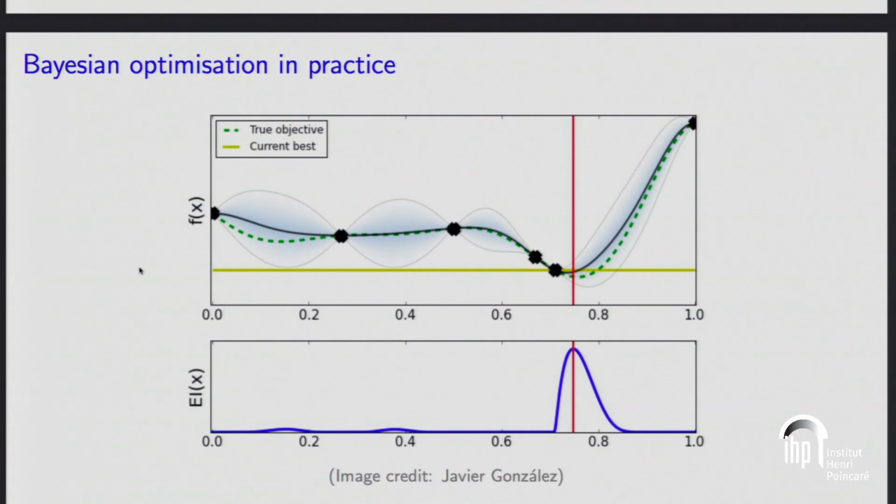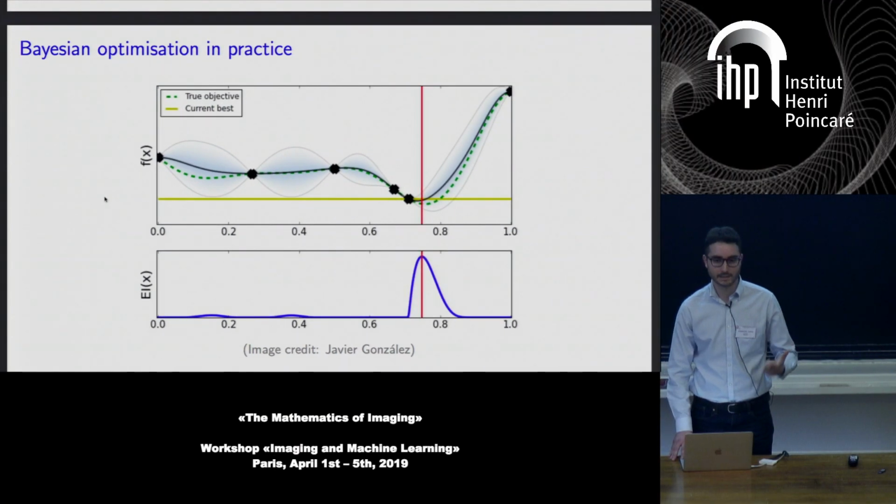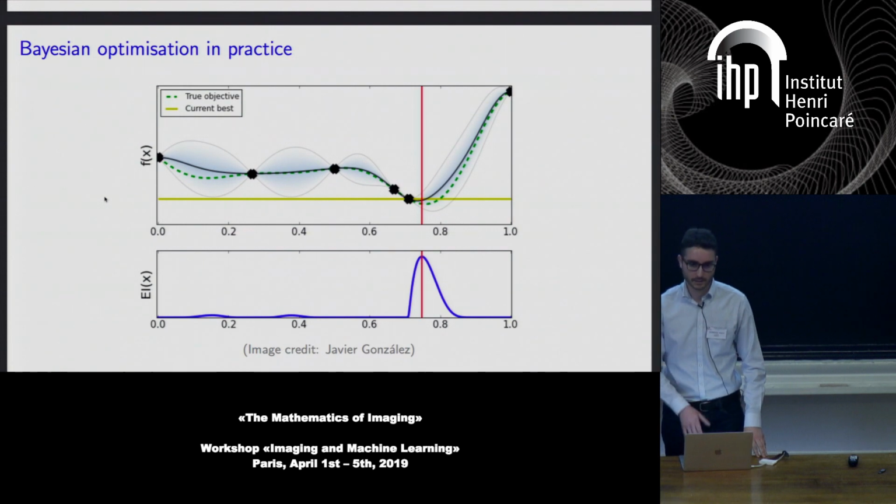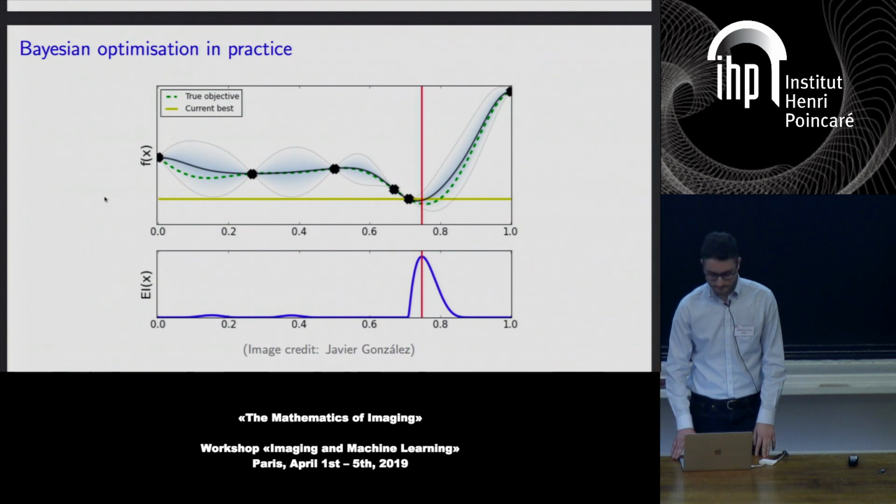And you can use this to optimize some acquisition function. For example, in this case, the expected improvement, so as to balance exploration and exploitation. So you know that the best point to propose next is the one that optimizes this acquisition. Again, this acquisition is based on the posterior mean and variance of the Gaussian process above.